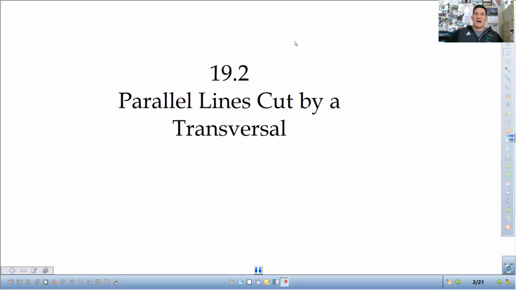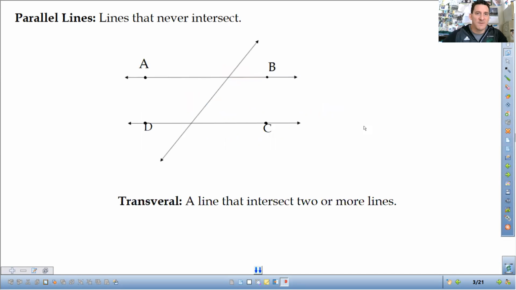All right, IM1 classes. Today we're talking about parallel lines cut by a transversal and the interesting things that happen with the angles that are created by the transversal. First thing we need to talk about is what are parallel lines and what is a transversal?